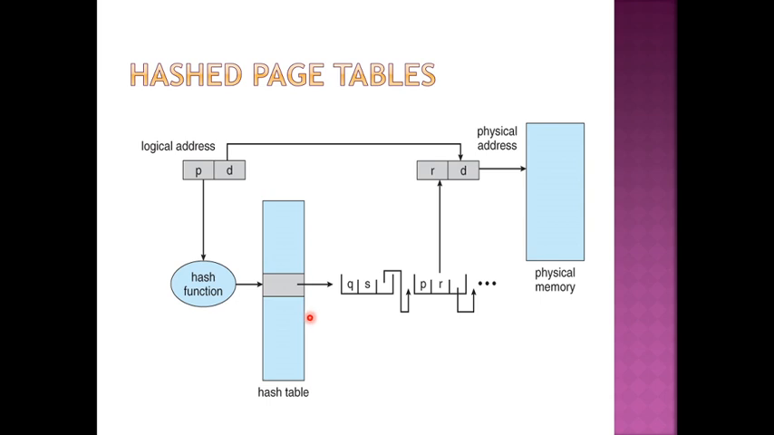There is another concept known as clustered page tables, where a single entry can point to multiple physical addresses. That is possible, and that technology is known as clustered page tables. It is a variation of hashed page tables. So the hashing methodology has been applied, and this is also one of the most convenient methods of storing page tables.